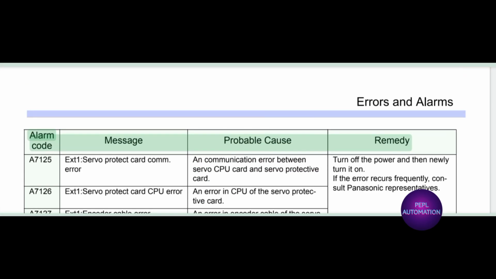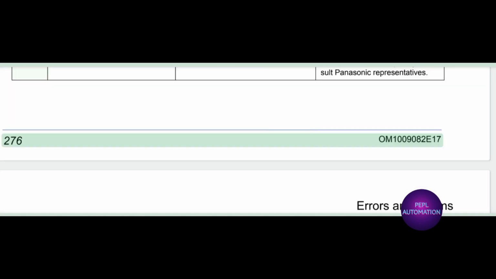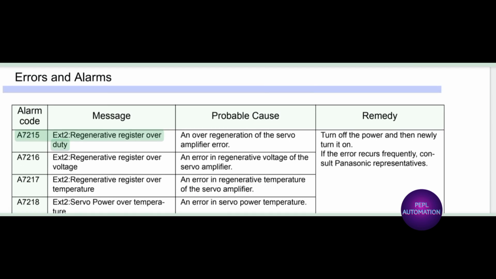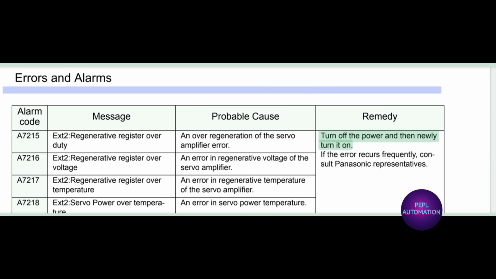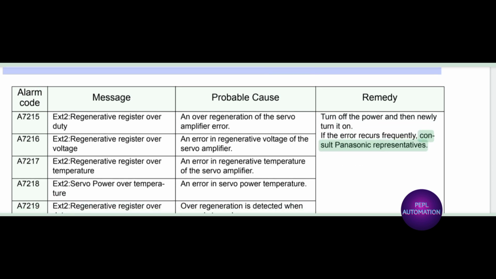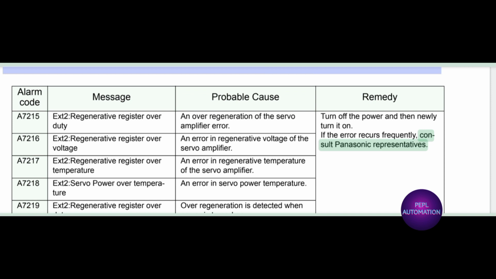Alarm code message, probable cause, remedy: errors and alarms. A7215X2, regenerative register over duty. An over-regeneration of the servo amplifier error. Turn off the power and then newly turn it on. If the error occurs frequently, consult Panasonic representatives.